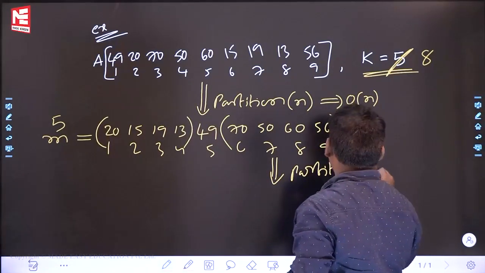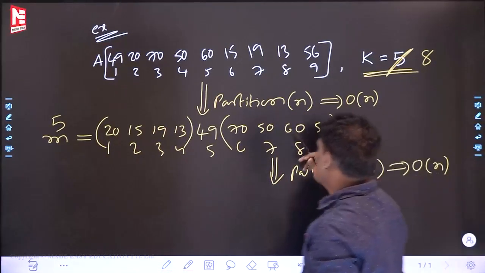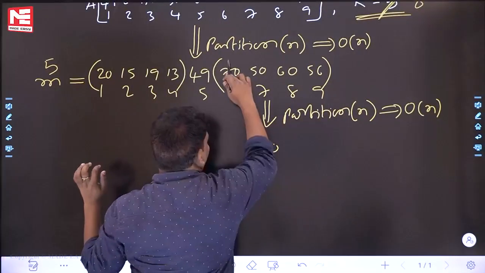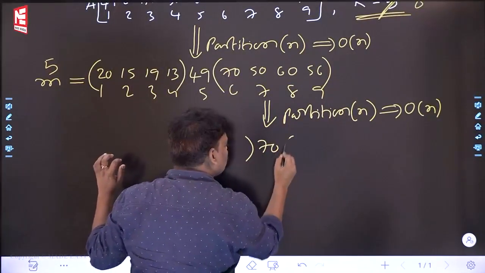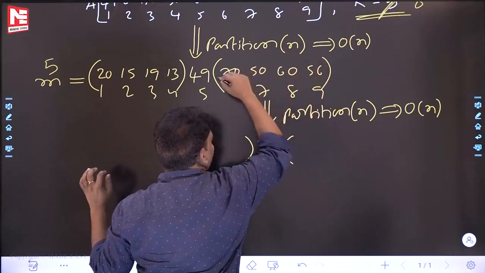Again, partition algorithm on n elements. Order of n time, that is okay. Now apply it by taking the first element as a pivot. Roughly the same thing I am doing. 70 is the pivot element: less than 70 on one side, more than 70 on the other side. Can you choose the less than 70, scanning once? Don't bother about the order, scan once and write.